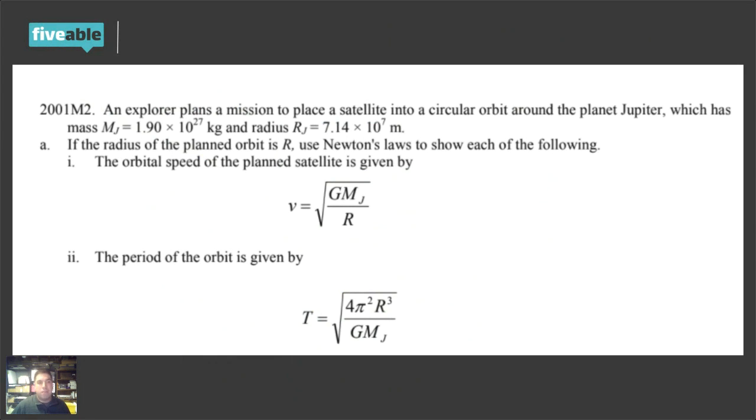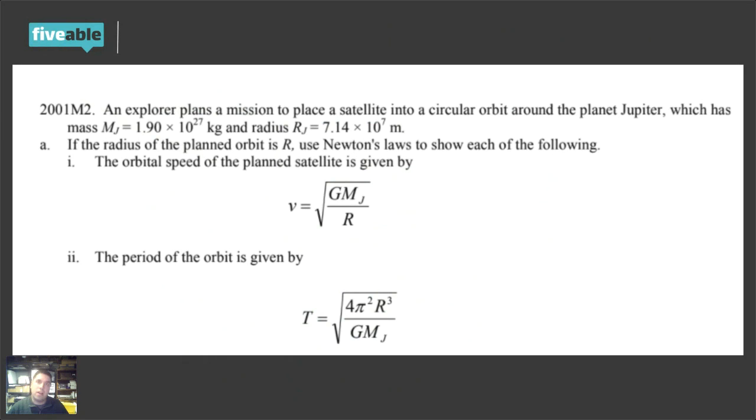Okay. So basically, we've got an explorer who plans a mission to place a satellite in a circular orbit around Jupiter. Why Jupiter? Because that's what the question is. This could be Earth, Mars, the moon. It doesn't matter. The numbers will be slightly different. So Jupiter has a mass of roughly 1.9 times 10 to the 27th kilograms. Yikes, that's big. And a radius of 7.14 times 10 to the 7th meters. Again, yikes, that's big.